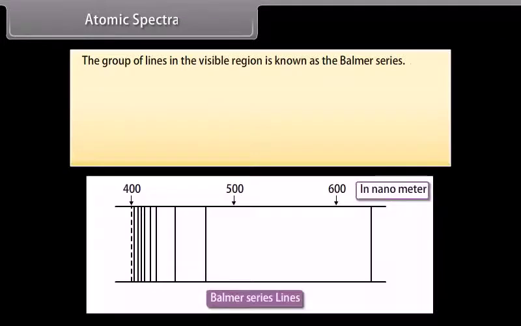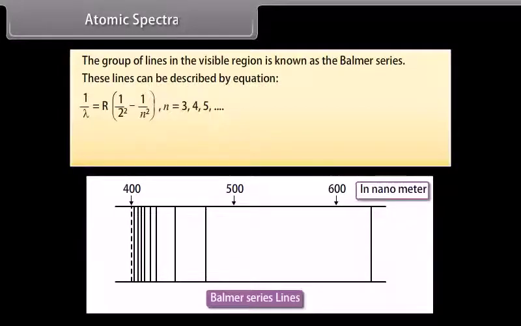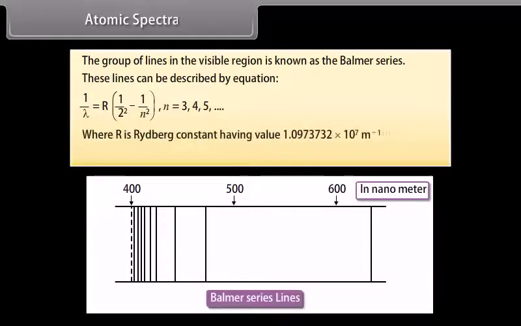The group of lines in the visible region is known as the Balmer series. These lines can be described by the equation 1 upon lambda equals R (1 upon 2 square minus 1 upon n square). Here the value of n may be 3, 4, 5 and so on, where R is the Rydberg constant having value 1.0973732 times 10 raised to the power 7 per meter.